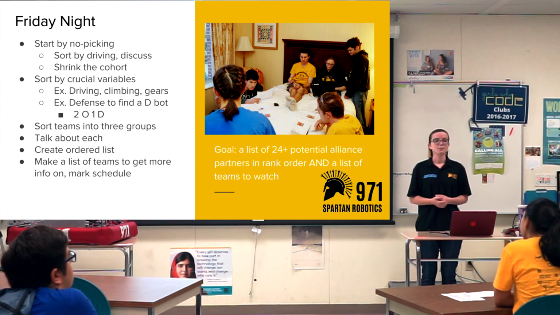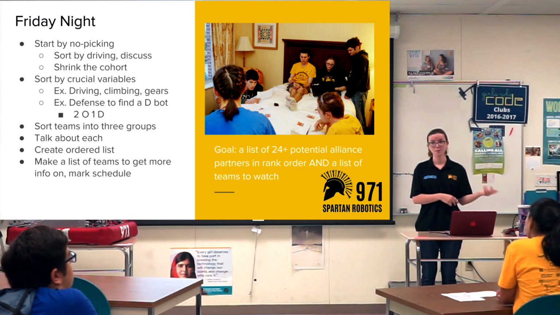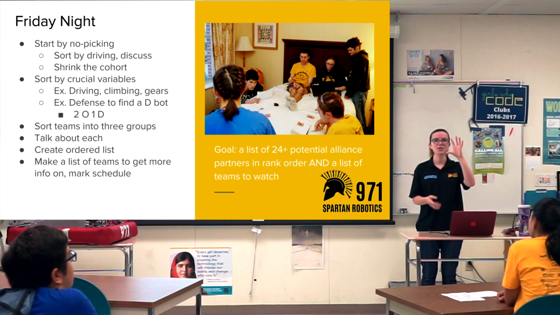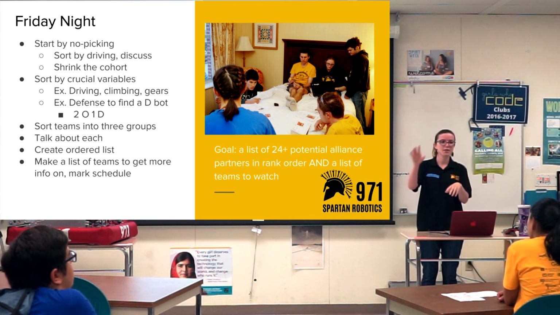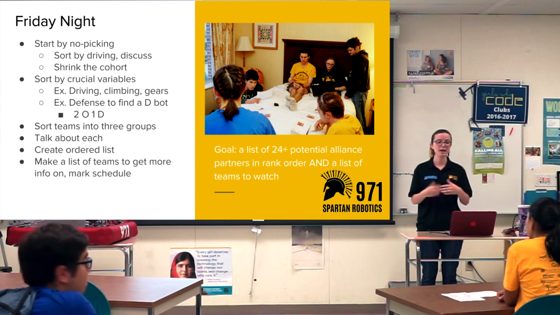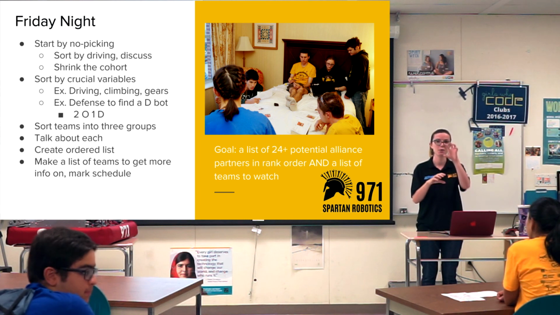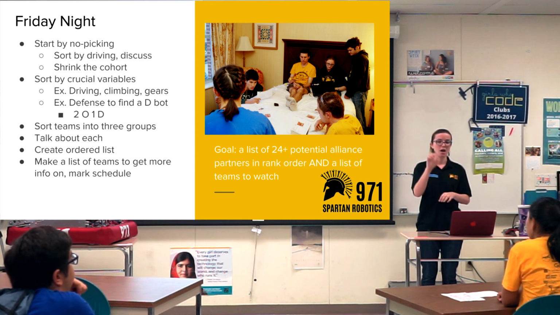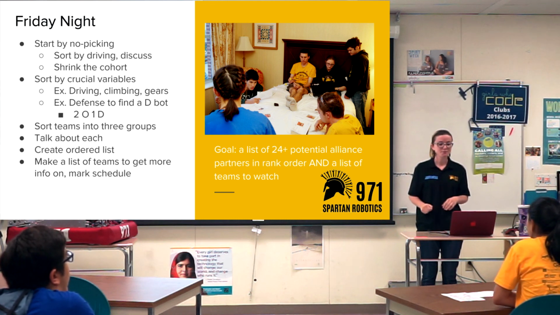So we take all of our data and we usually sort by driving first, and then the variables that are crucial for that exact game, for example, this past year, climbing and gears. So we'll start by driving. We'll get a general idea of who's floating towards the top third, the middle third, the bottom third. Sort by different variables, look at if teams are still in the same areas. We basically want to sort teams into 3 basic groups: top third, middle third, bottom third.